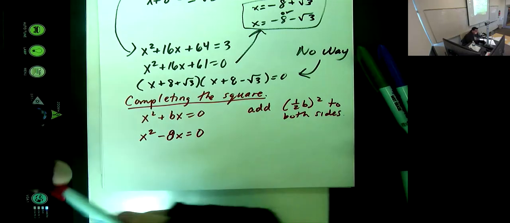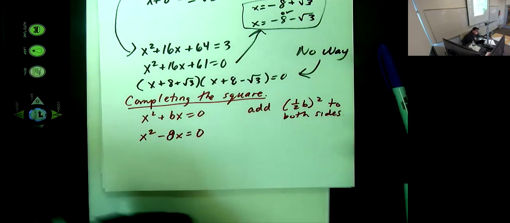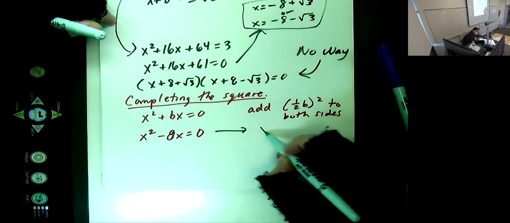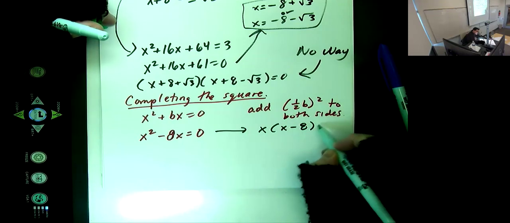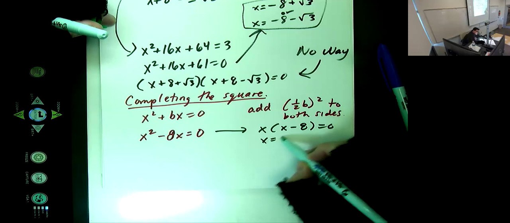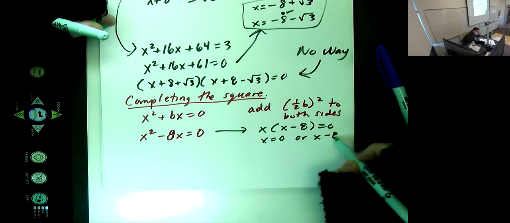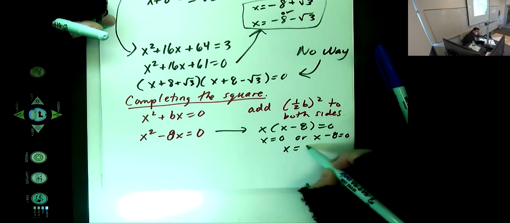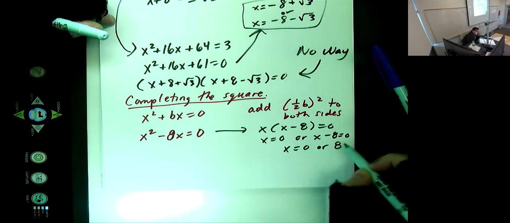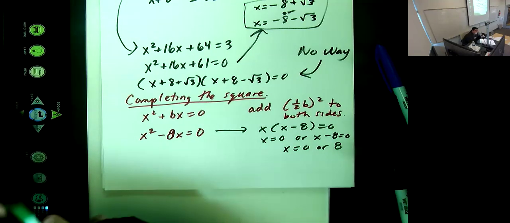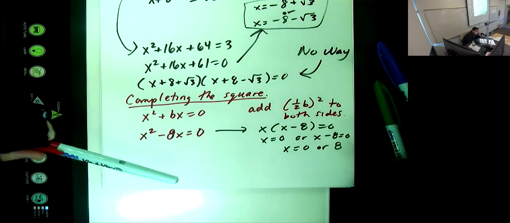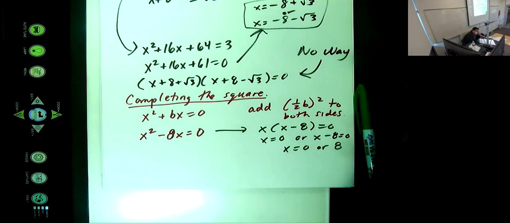Now, it's worth noting if we factor this, we would get x times x minus 8 equals 0, which means x equals 0 or x minus 8 equals 0. You get x equals 0 or 8. So this one is doable the other way. But let's do the complete the square thing.